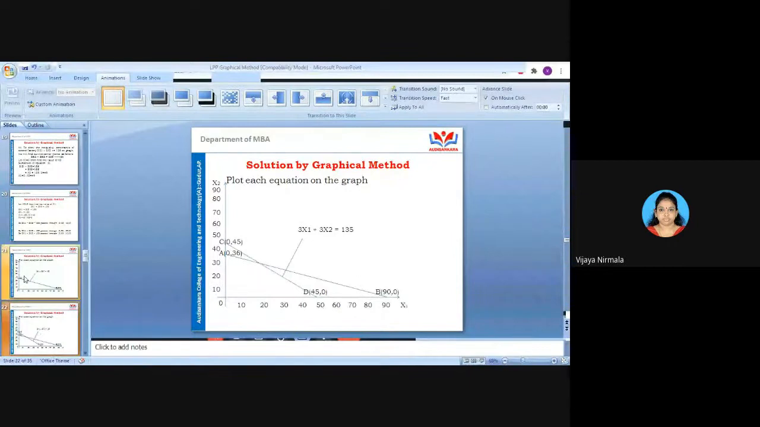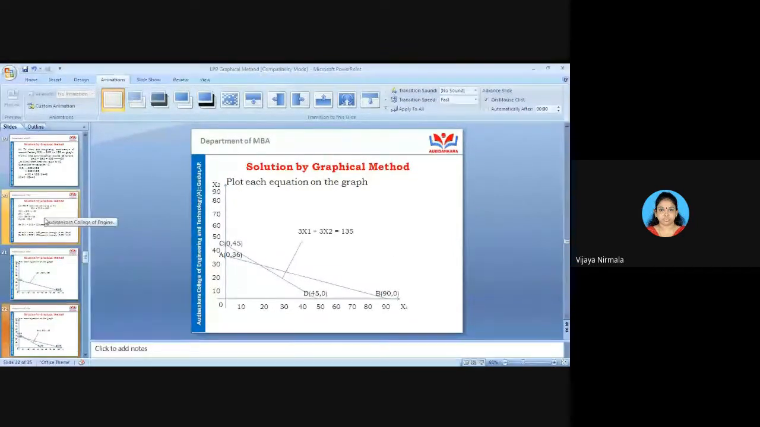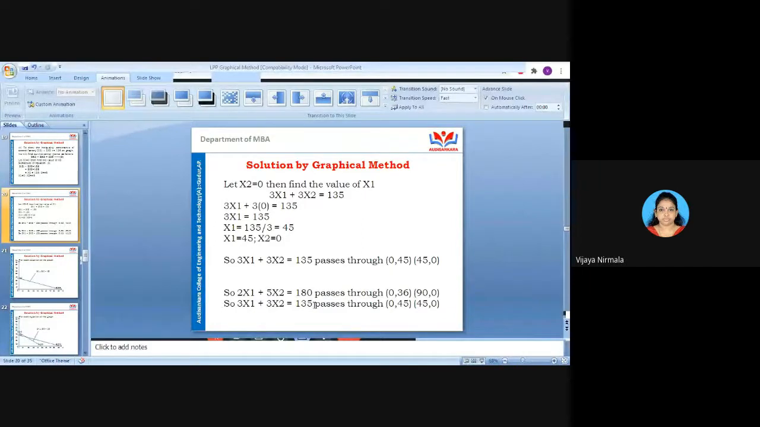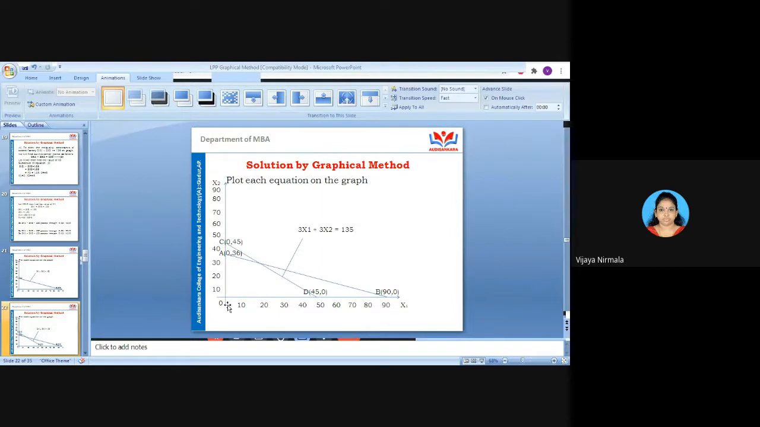And next, take the other equation. So what is the other equation? 3x1 plus 3x2 is equal to 135. Put the values 0, 45, 45, 0. So first, let's plot the corner point: 0 for x1, 45 for x2. Is it here? This point, right? 0, 45. And the other point is 45 for x1 and 0 for x2. 45, 0. This is the point. Let it be D.